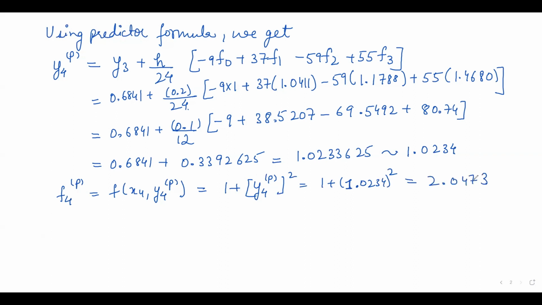2.0473. Now the corrector formula, let me take the new page. So I hope everything is clear up till here. You have to substitute the values in the predictive formula, find the y4 predicted value, and then we'll put it in the f of xy and calculate the f of 4, that is the predicted value of f4.